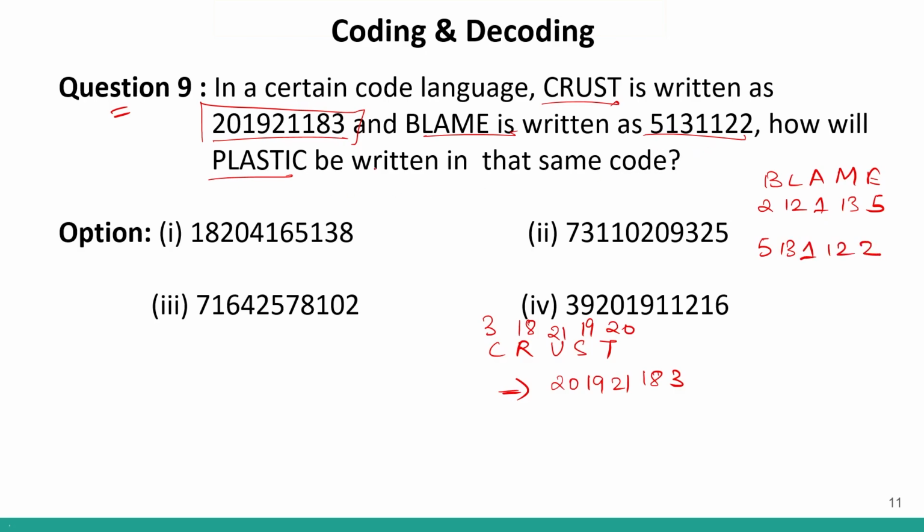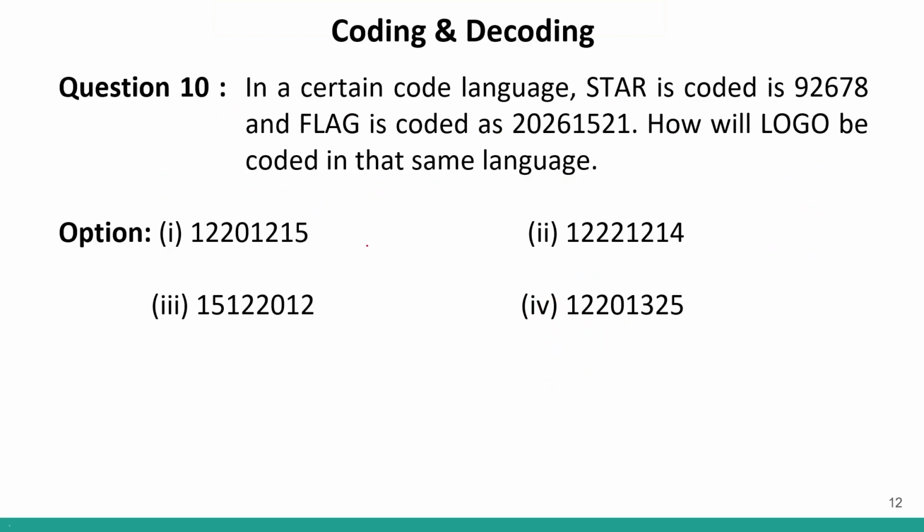Correct? So for PLASTIC, it would be the same thing. For PLASTIC, if I write the forward ranks, for P it is 16, L is 12, A is 1, S is 19, T is 20, I is 9 and C is 3. If I write them in reverse, it will be 3, 9, 20, 19, 1, 12 and 16. This will be the reverse order. This is given in option number 4. So option number 4 will be the correct answer to this question. Clear?